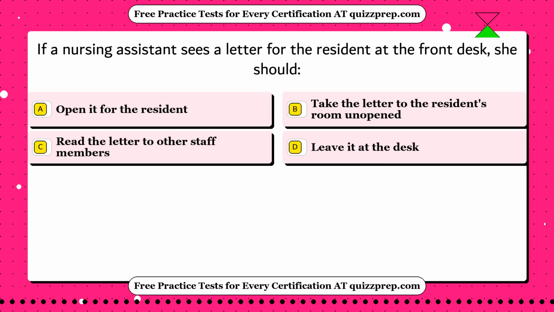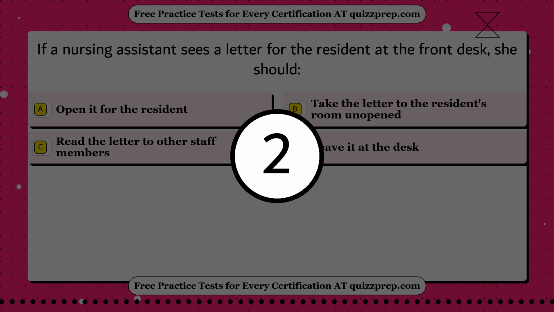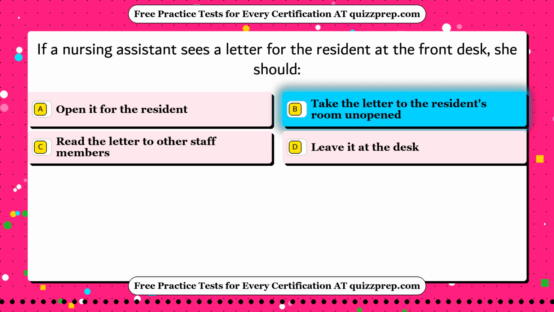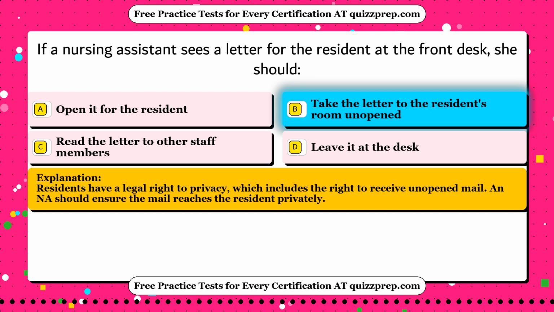Question 56. If a nursing assistant sees a letter for the resident at the front desk, she should: Option A, open it for the resident. Option B, take the letter to the resident's room unopened. Option C, read the letter to other staff members. Option D, leave it at the desk. The correct answer is option B, take the letter to the resident's room unopened. Residents have a legal right to privacy, which includes the right to receive unopened mail, and NNAAP should ensure the mail reaches the resident privately.